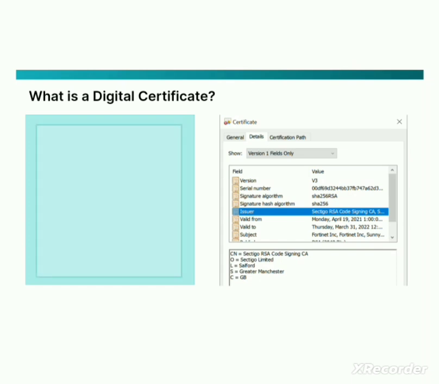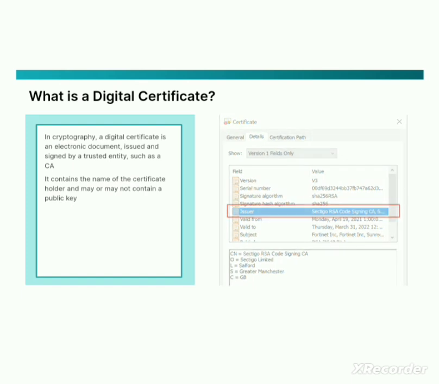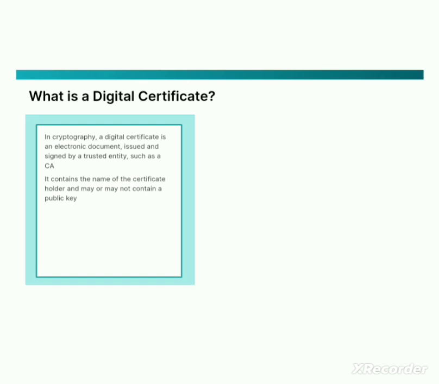What is a digital certificate? In cryptography, a digital certificate is an electronic document issued and signed by a trusted entity, such as a CA. It contains the name of the certificate holder and may or may not contain a public key. If the certificate is issued to a specific person, device, or application, it binds the entity's identity to the public key by way of a digital signature.